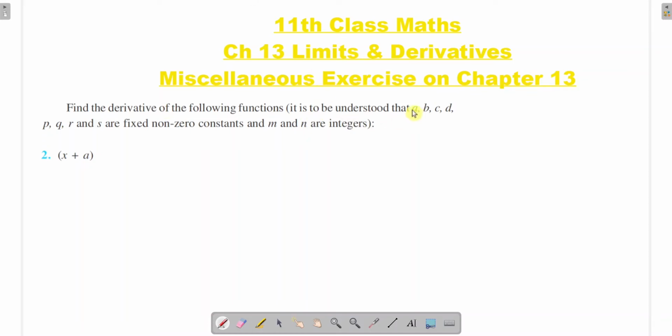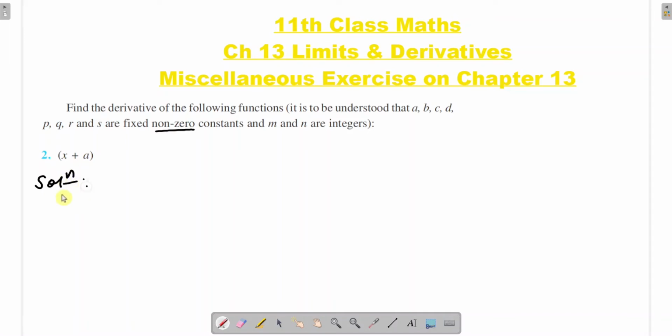It is to be understood that a, b, c, d, p, q and s are fixed non-zero constants, and m and n are integers. Okay, so let us look at the first problem here. This is problem number 2 of the exercise.